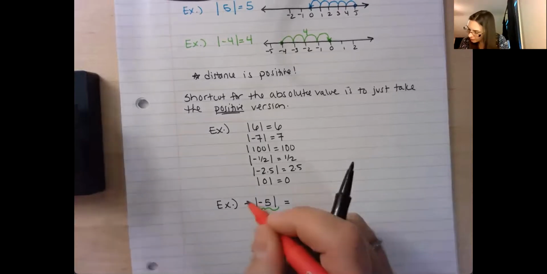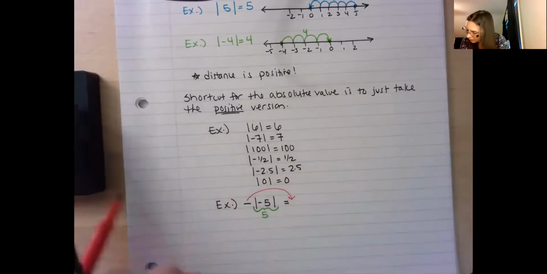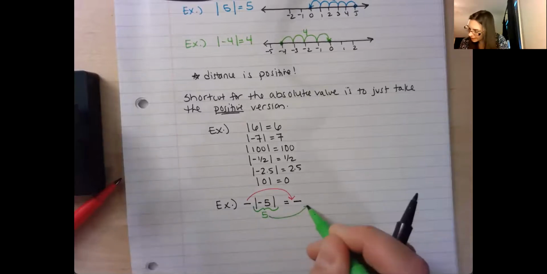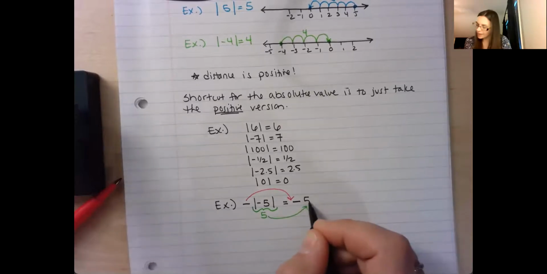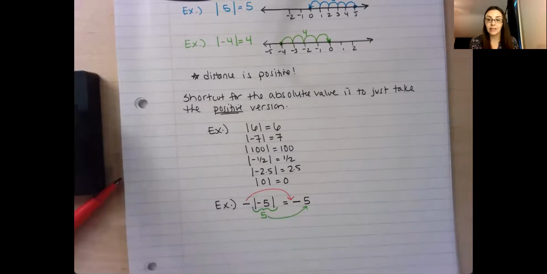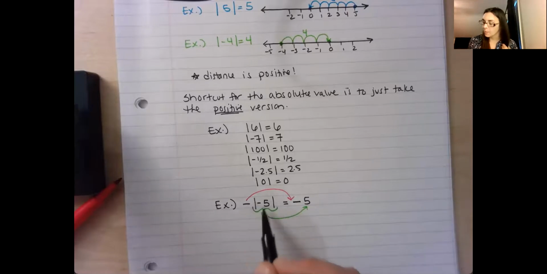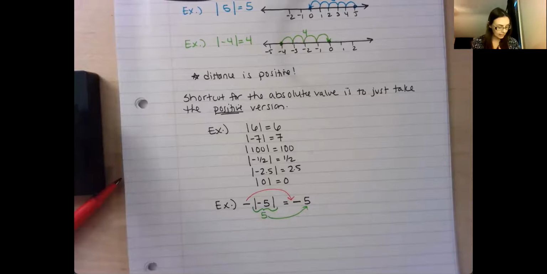So my answer then, this negative is going to stay here, and then this 5 just tacks on here. So my answer is actually -5 in this case. The negative on the outside just tags along here, and the absolute value answer does end up becoming positive. So my final result is negative, but the absolute value part is still positive.